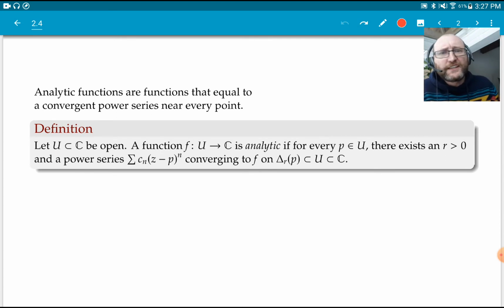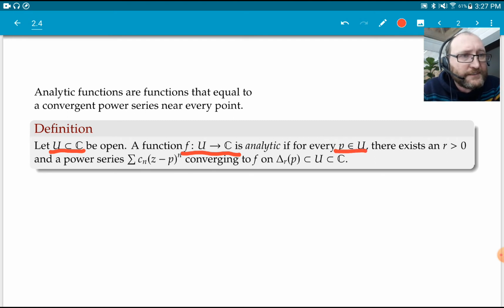So, analytic functions. Analytic functions are functions that are at each point equal to a convergent power series. Given an open set U, a function on U is analytic if at every point P in U, there exists a disk of positive radius centered at that point, and a power series that converges to F on that disk.